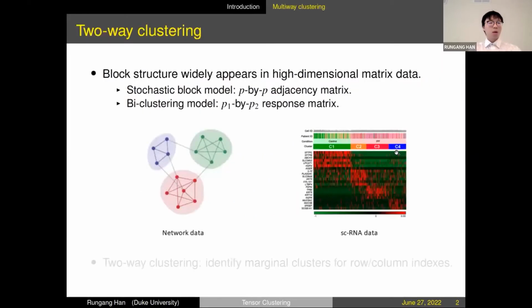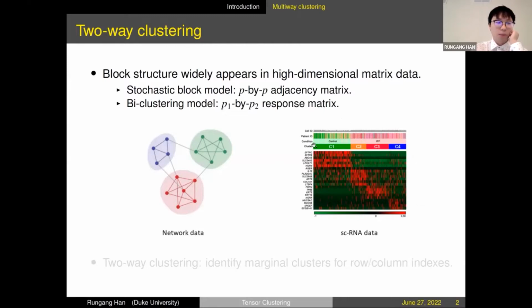This work is motivated by a class of two-way clustering problems in high-dimensional statistics, where we find that in many scenarios, the data matrix usually has some natural block structure. One popular example is network analysis, where we want to infer the network community structure from observed connections, which is usually represented as an adjacency matrix. More generally, we can extend this idea to the general bi-clustering model, where we observe a P1 by P2 response matrix, such that it can characterize a response with heterogeneous rows and columns.